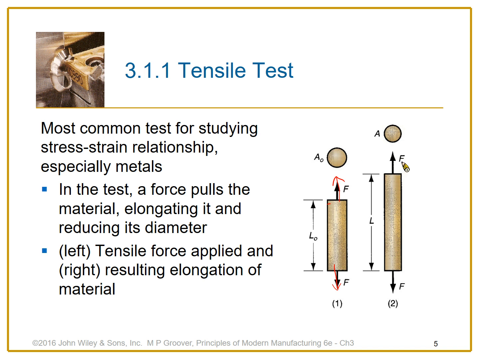At the same time, the diameter of this bar, this test specimen, is going to get smaller. So the tensile force is applied on the left and right, resulting in elongation of the material. This is a very fundamental and very common test that we use to study the stress-strain relationship.